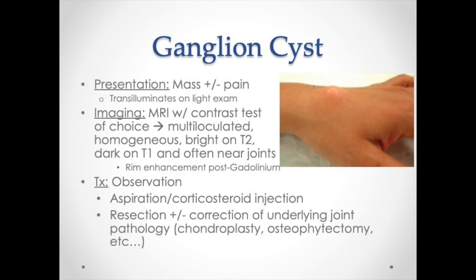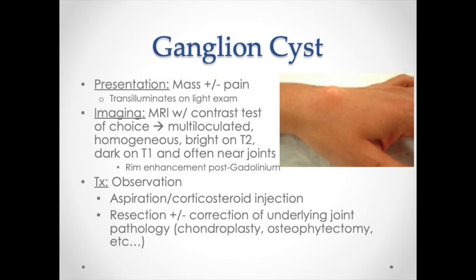First one is a ganglion cyst. Presentation is typically a mass with or without pain. It typically transilluminates on exam, which means it allows light to pass through it because there's no solid component that will block the light. On imaging, the MRI with contrast is the test of choice because it will show a multiloculated homogeneous lesion that is very bright on T2, very dark on T1, often near joints, and then will have a very thin rim of enhancement post-gadolinium. Treatment is observation.